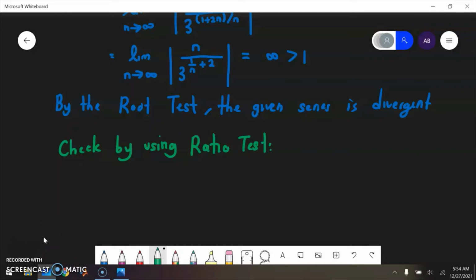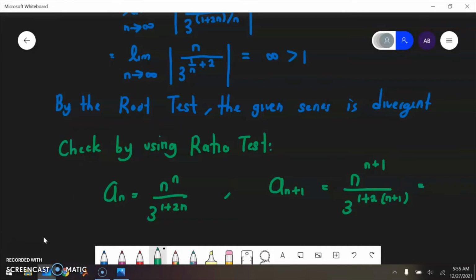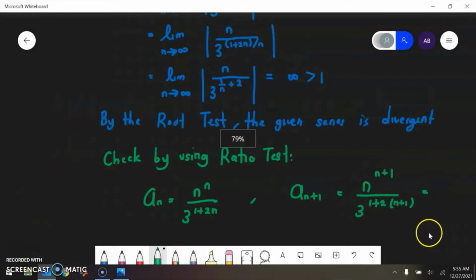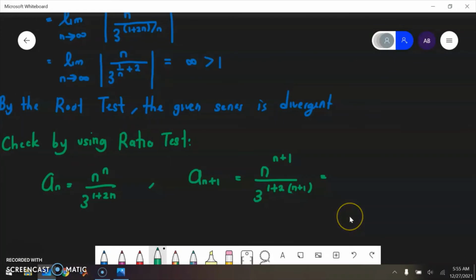Okay, so when you have the ratio test, if this is my a_n, which is n to the power of n over 3 to the power of 1 plus 2n. Now what is a_(n+1)? You have (n+1) to the power of n+1 over 3 to the power of 1 plus 2(n+1). Now let's simplify this. If you don't simplify, you have a very long term. So this is 1 plus 2 here and 2n, so I have 3 plus 2n.